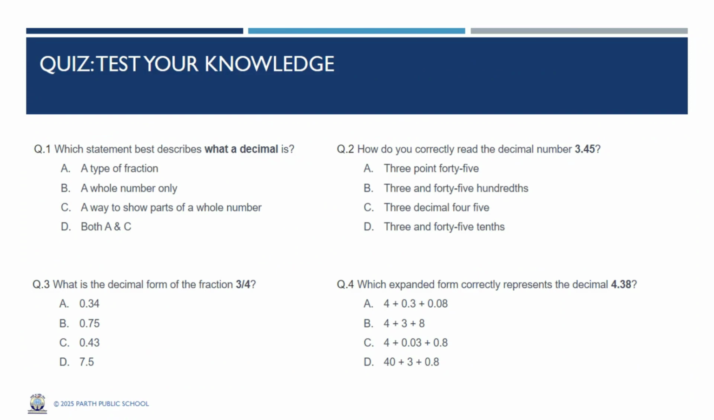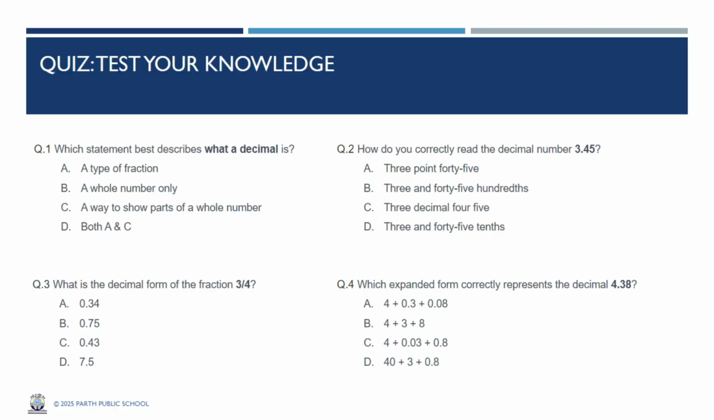Next is test your knowledge. Which statement best describes what a decimal is? A, it is a type of fraction? Yes. B, a whole number only? No. C, a way to show parts of a whole number? Yes. D, both A and C. So the answer is both A and C.